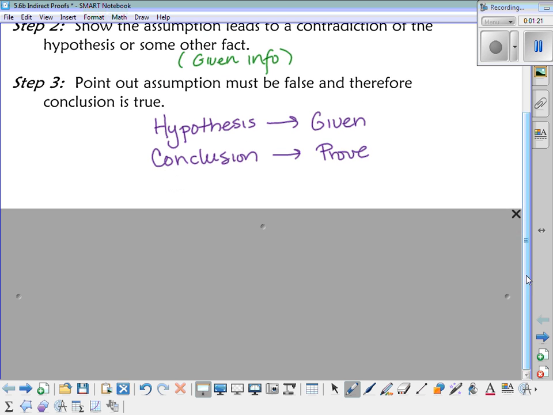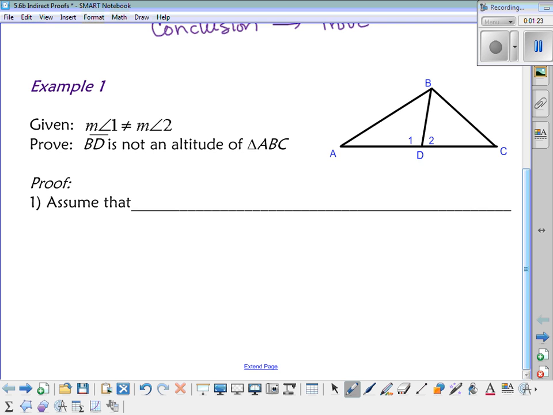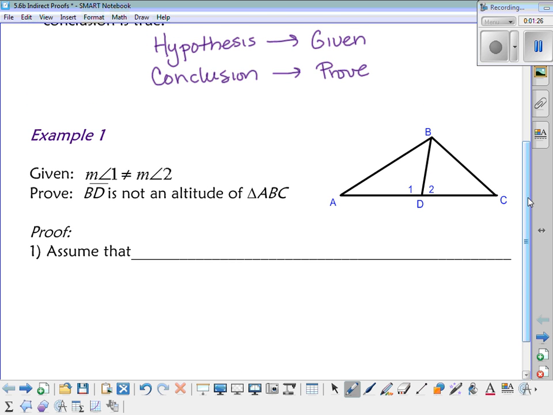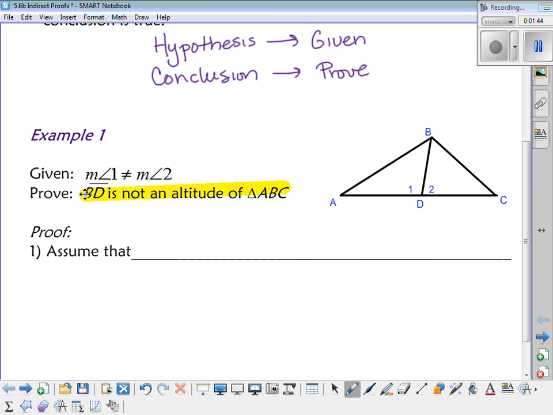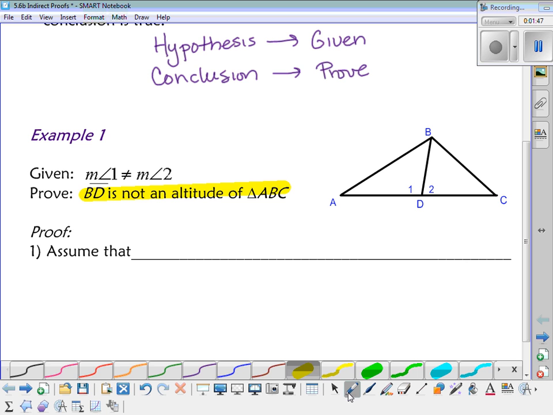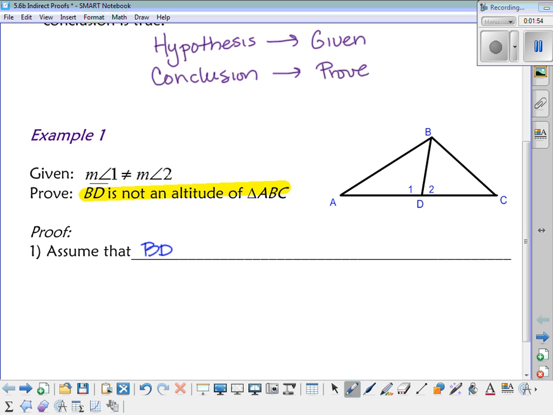So if we look at our first example here, I'm given that the measure of angle 1 is not equal to the measure of angle 2, and I want to prove that BD is not an altitude of triangle ABC. So my first step is to assume that the conclusion is false. The conclusion is what I'm trying to prove, so I'm going to assume that that is false. And so I would assume that BD is an altitude of triangle ABC.